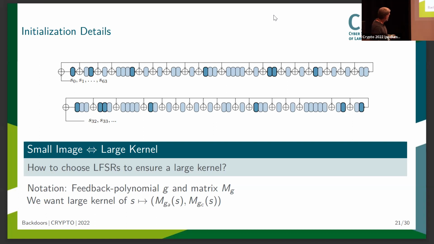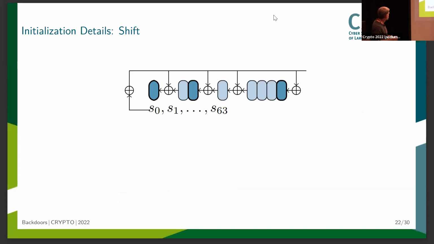If this is denoted by G, then the linear mapping describing the initialization, key goes to initial state, I denote by MG. Okay, so what I want is I have to look at this linear mapping, the key S to this state in register A and to this state in register C. And I want this to be 0 often. Okay. So there's one interesting detail I already said.